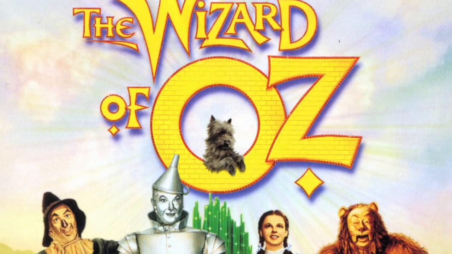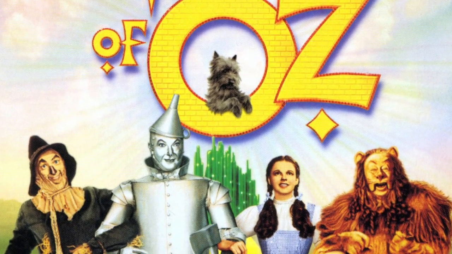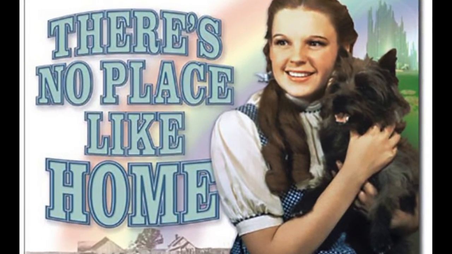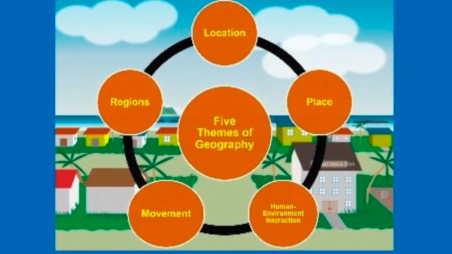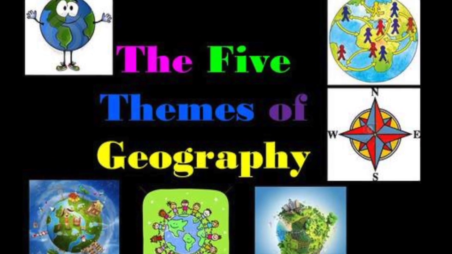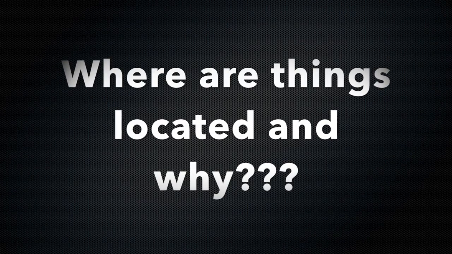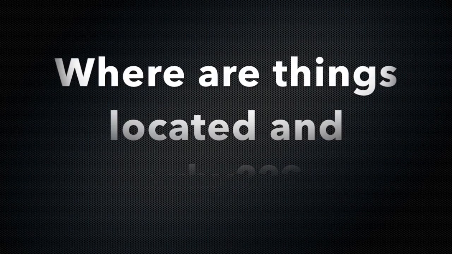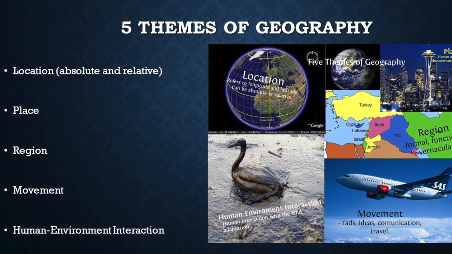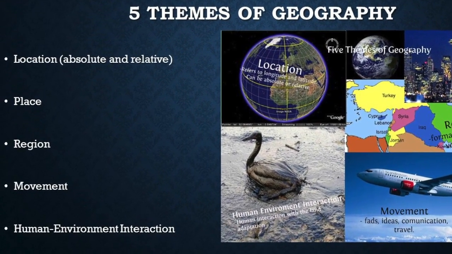In the movie Wizard of Oz, Dorothy just wanted to go home. She may have gotten home a lot faster if she had studied the 5 themes of geography. This is how geographers understand people and places and answer those 2 important questions: where are things located and why? They are location, place, region, movement, and human-environment interaction.